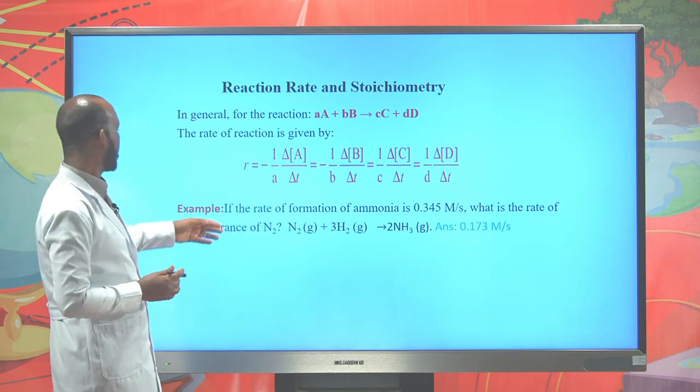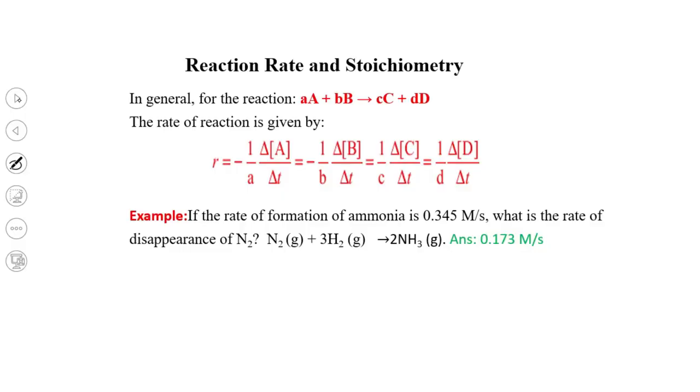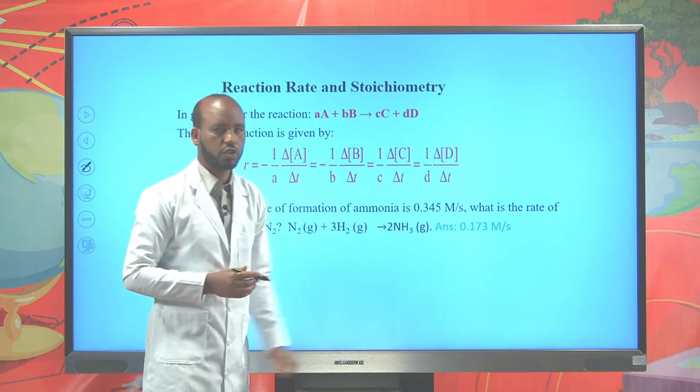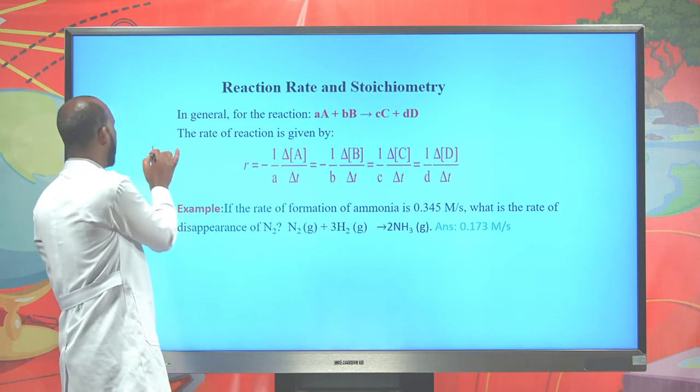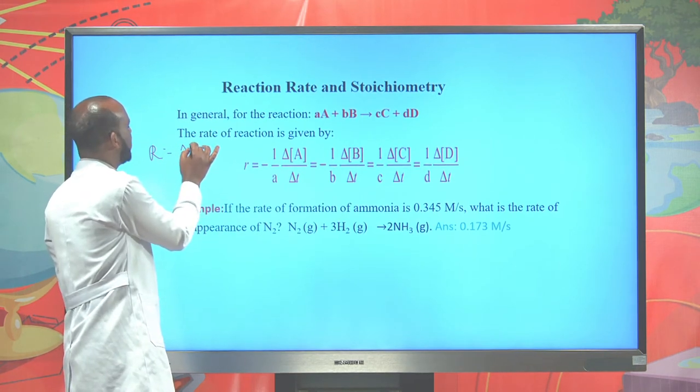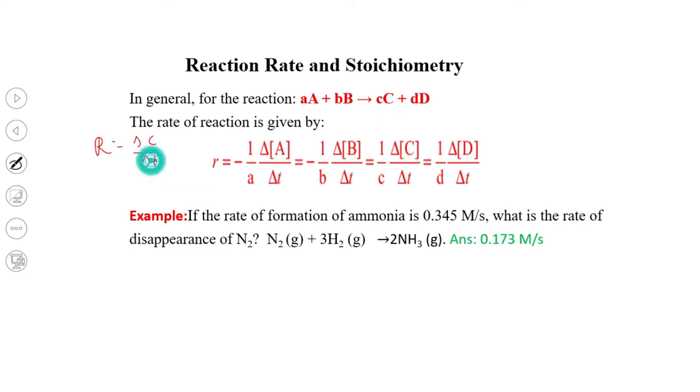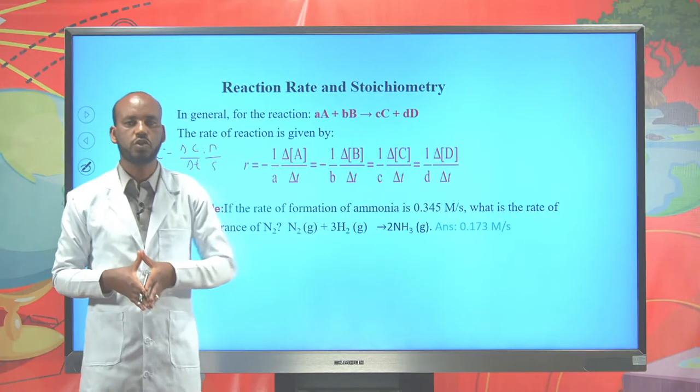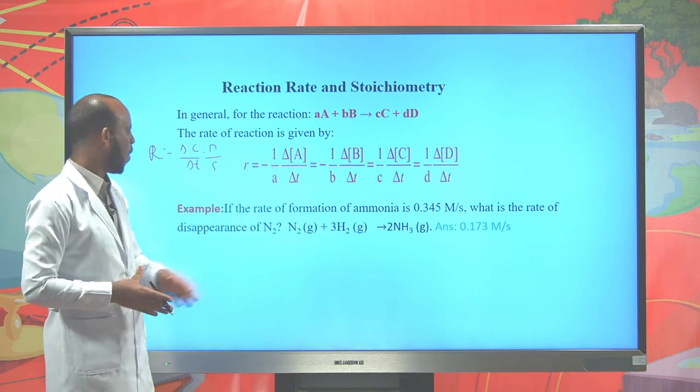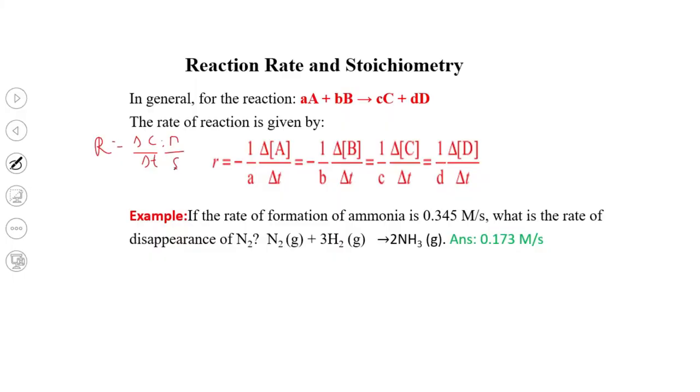For example, if the rate of formation of ammonia, the rate of appearance of ammonia for this reaction, is 0.345 molar per second. The unit of rate is molar per second because rate, by definition, is change in concentration of the reactant divided by change in time. Concentration is expressed in molarity, molar, time in seconds, so molar per second is the unit of rate. What is the rate of disappearance of nitrogen?